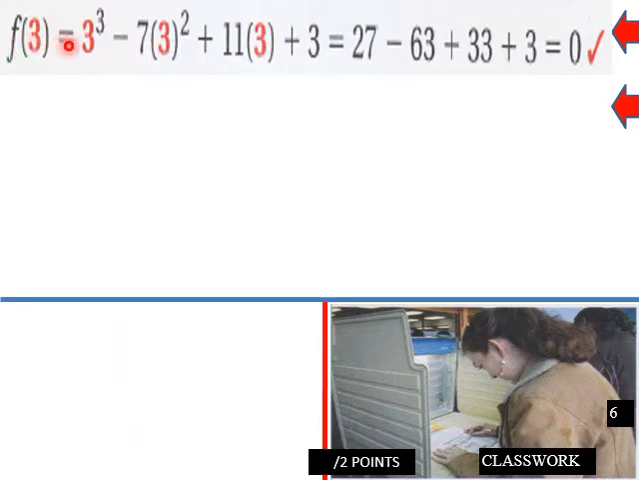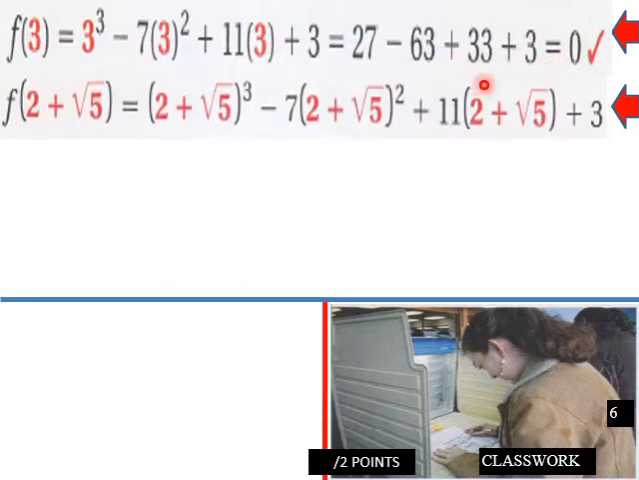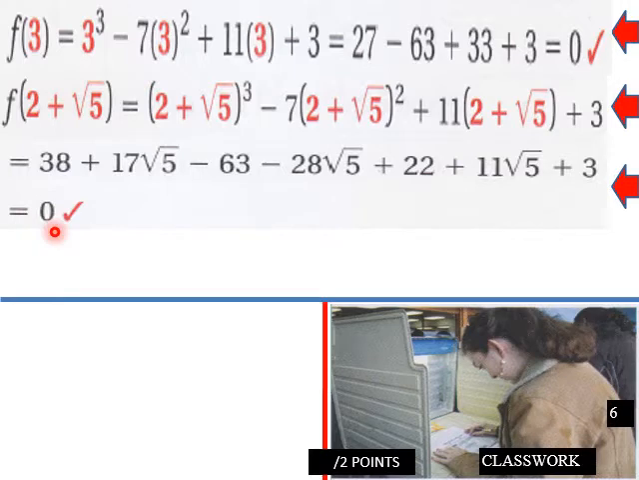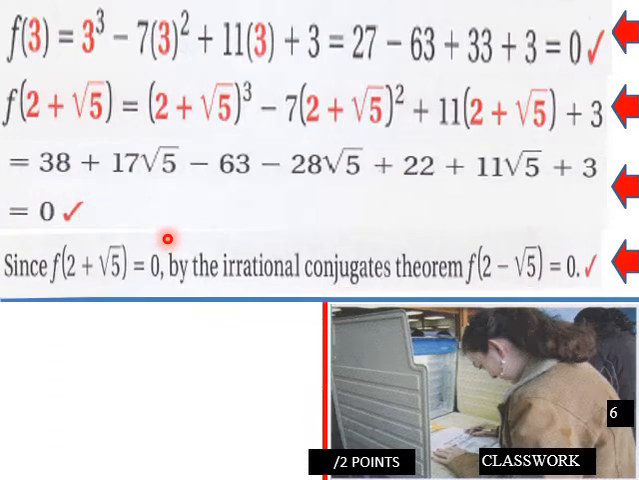Okay, so we do that. We're going to plug in 3 here, see if it comes out to be a 0. It does, so it checks there. We plug in 2 plus radical 5, and what do we get from that? We get a 0 from that as well, even though it's pretty elongated here. That's quite an elaborate situation there.